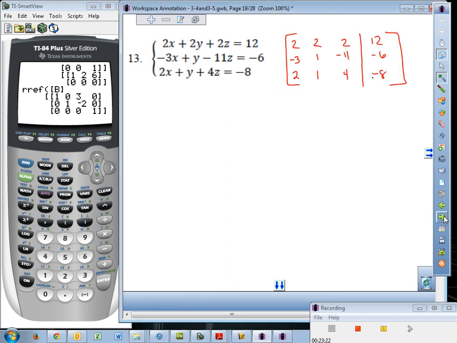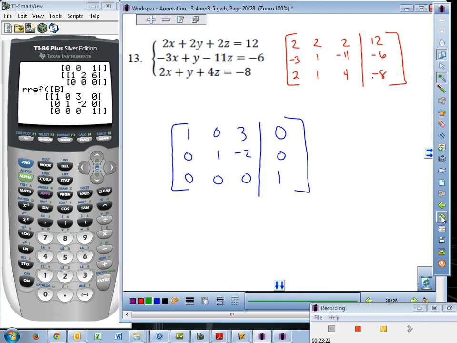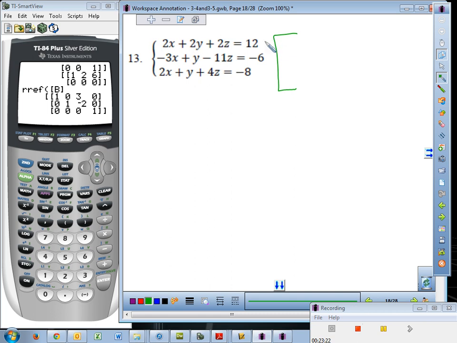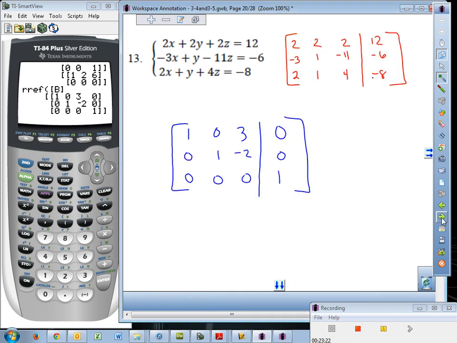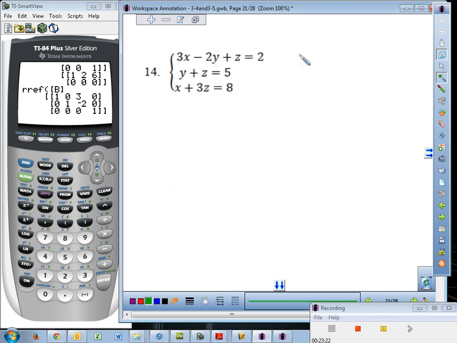What's the next one look like? How many more of these do we have? 3. Is that 3 more? Okay, good. 2. Is this the same one? 2, 2, 12, 3, 1. We just did that one? Okay, good. 14. Good.